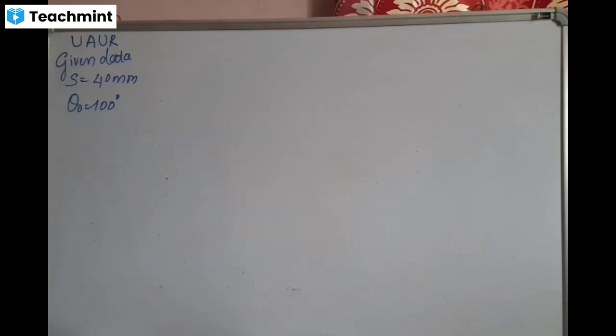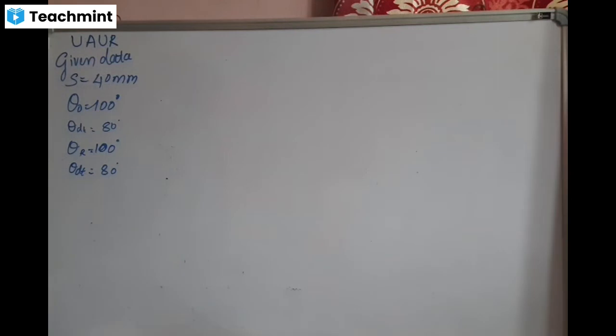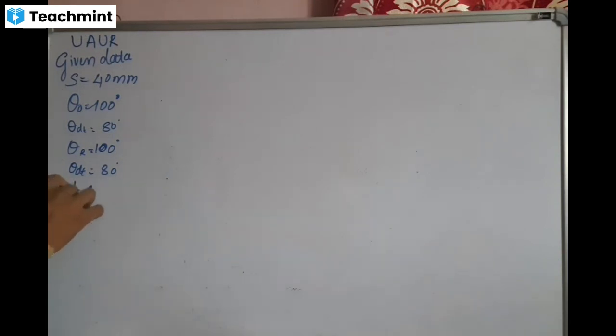And theta return. Okay. So theta at dwell on a top position, it is 80 degree. So theta return is given. This is again 100 degree. Okay. So theta dwell is of 80 degree. Right? Now speed is given 900 rpm.